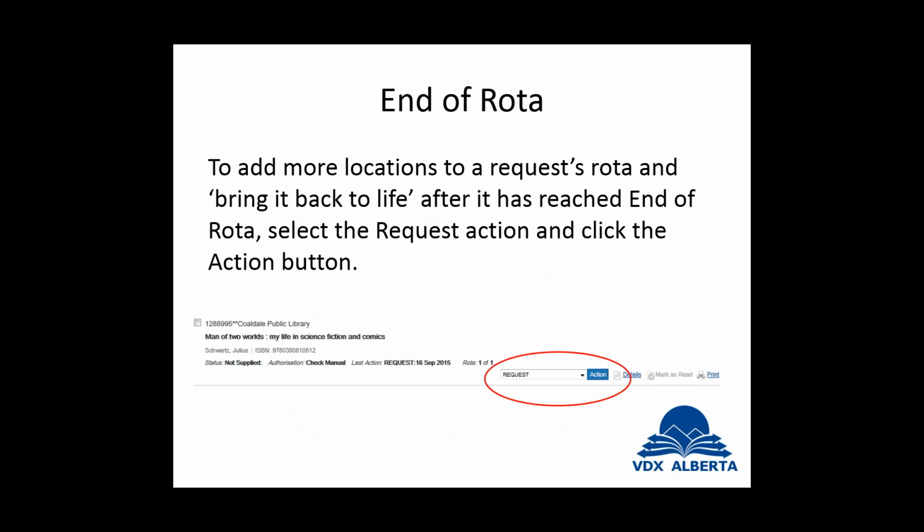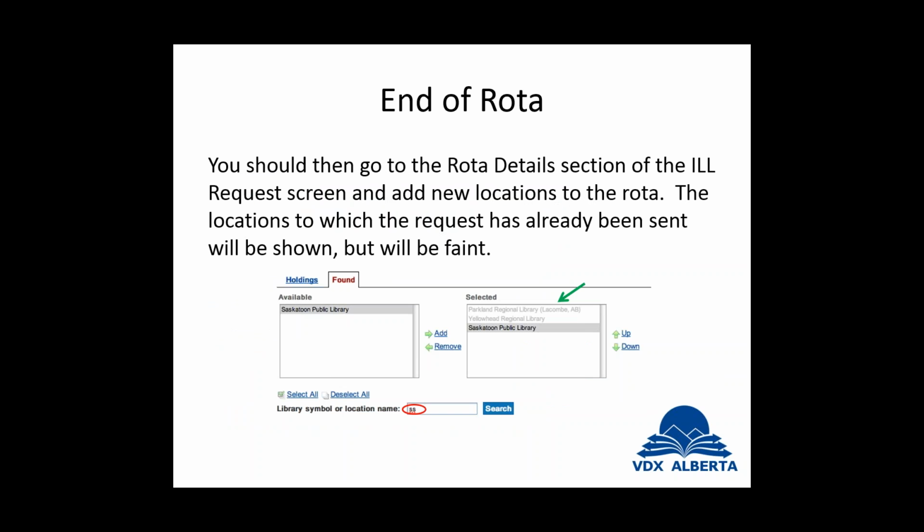Or, like I said, you can reactivate it by clicking on request, and it will go back to that same open screen, and you can modify details or add lenders to the ROTA. If you're trying to reactivate one that's an end of ROTA, you'll still see the old ROTA. It will just be grayed out. So it shows you who you've already tried, which is really, really handy. Especially if it's something like it's in use on loan or whatever. You're like, well, I don't want to send it back to Parkland. They already said no, it's in use. So it's just kind of a handy little reference.